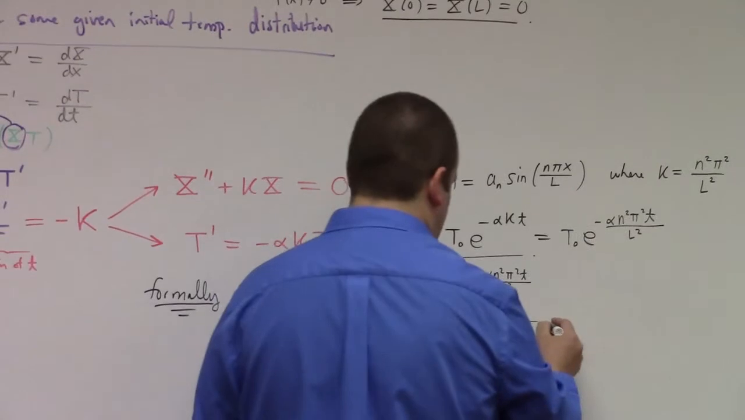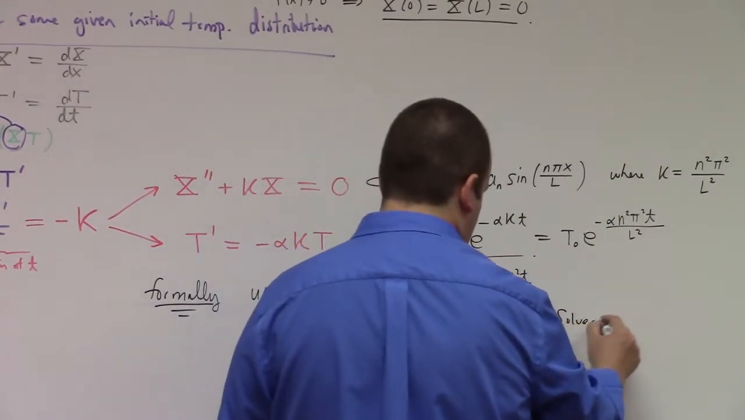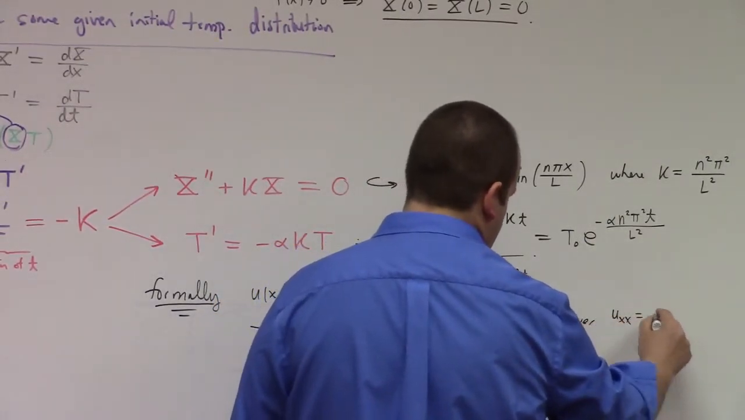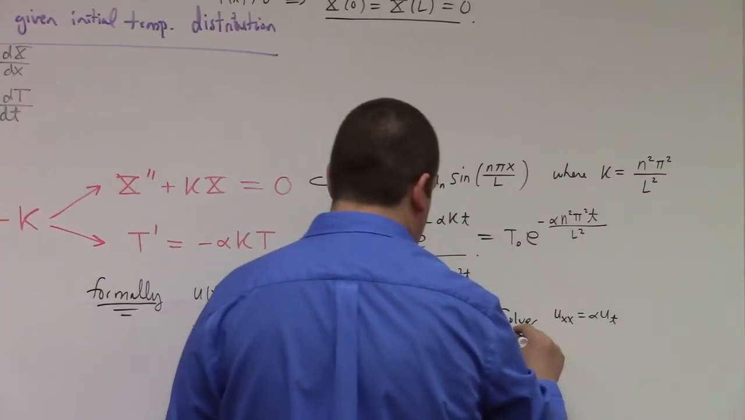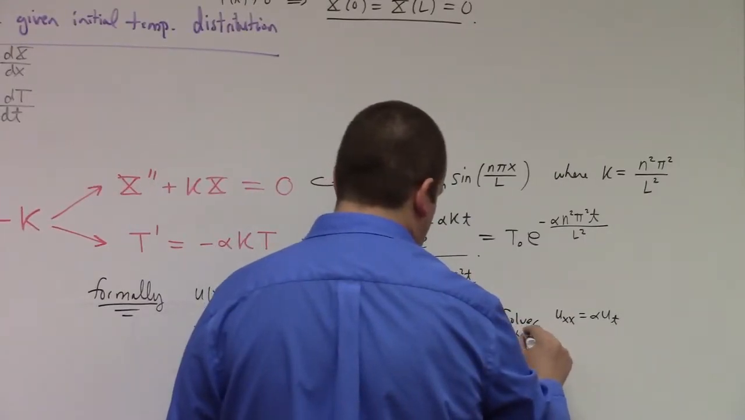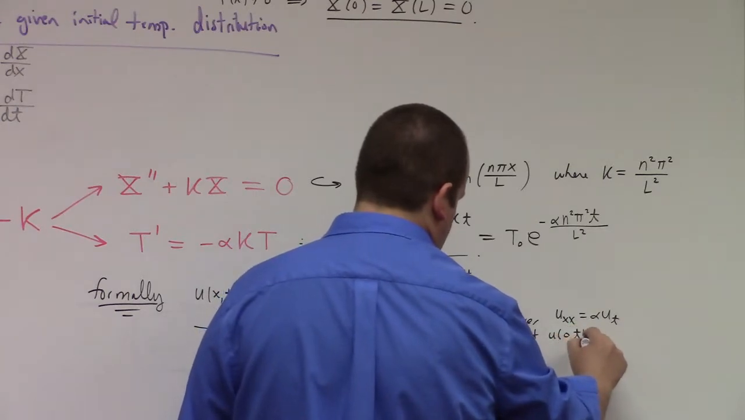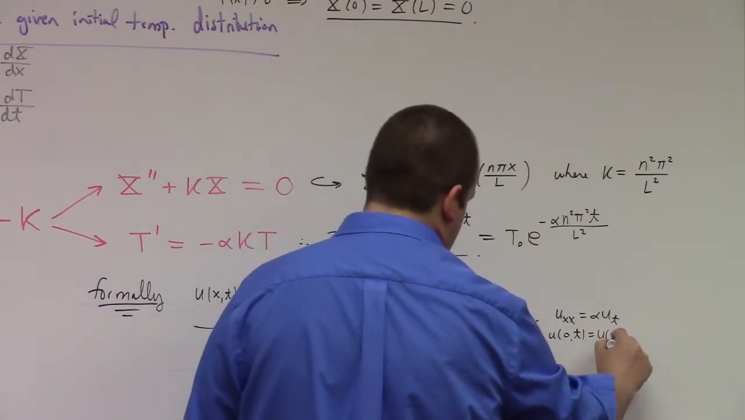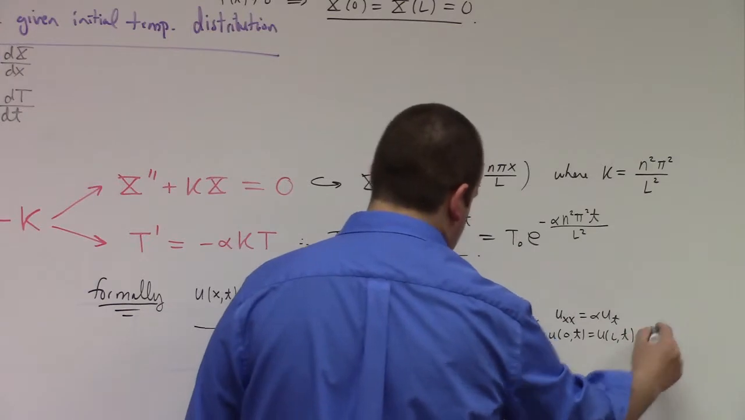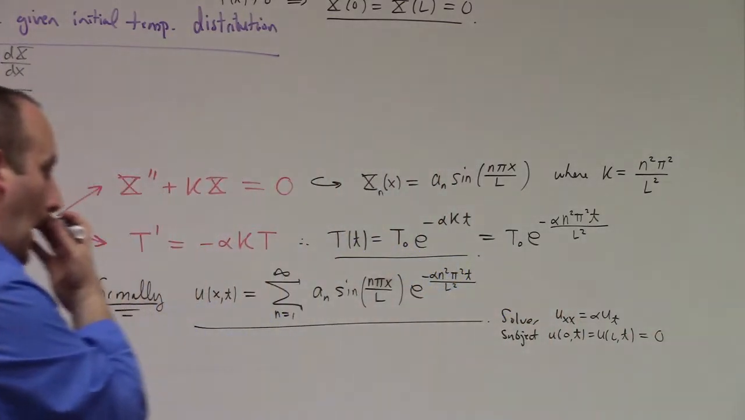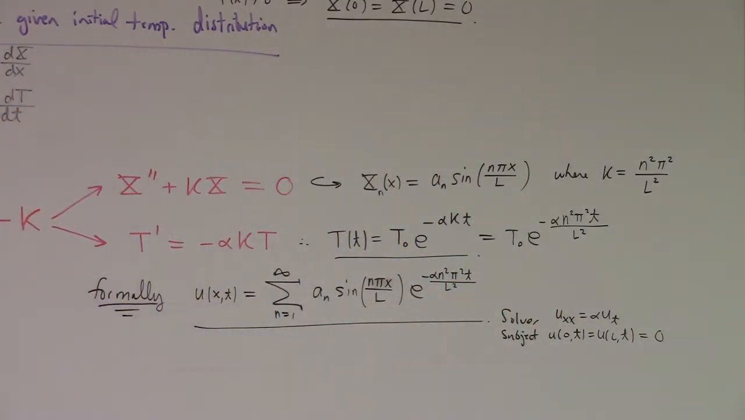And this solves u_xx equals alpha u_t, subject to u of 0,t equal to u of L,t equals 0. So subject to the boundary conditions. And I mean, for coefficients a sub n chosen such that this thing actually converges, of course.